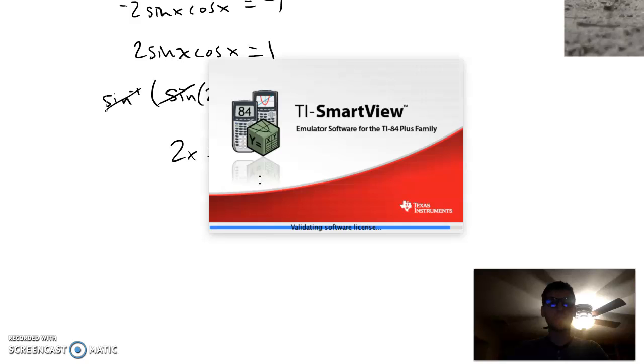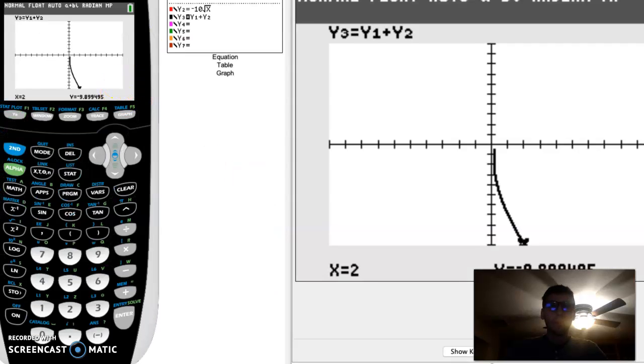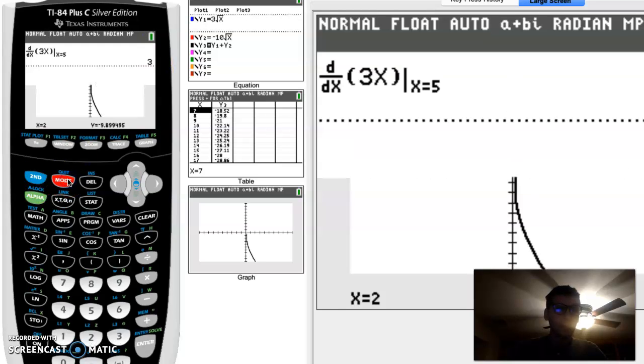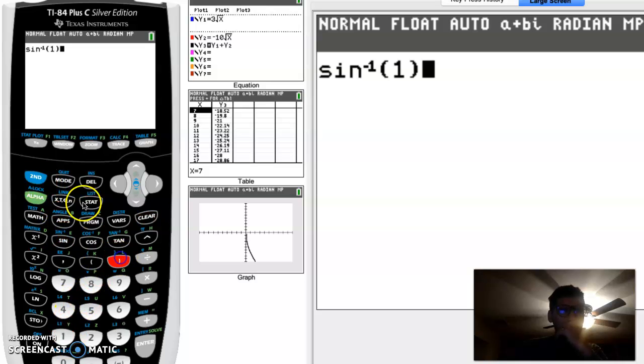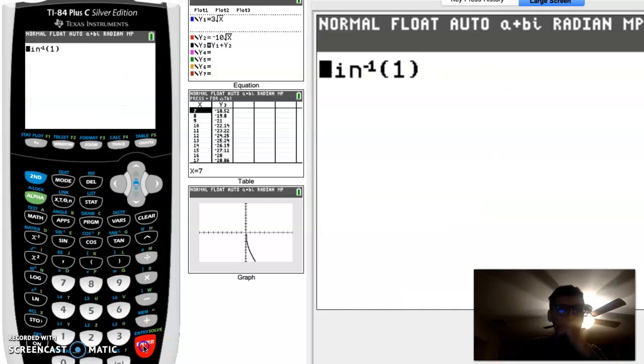So I go to sine. I'm going to pop open this calculator here, and I would say, okay. Oh, look at some funky graphs happening. Nice. So I hit second sine and then a 1. Let me confirm my calculator's in radians. Yes, it is. Hit enter.